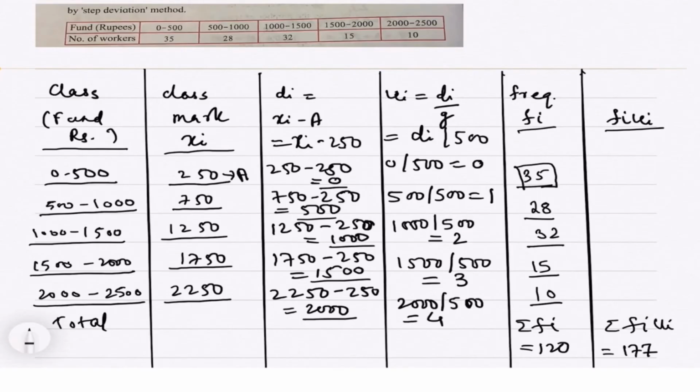Next, what is the column now? Next column is for Fi and last is for Fi into Ui.